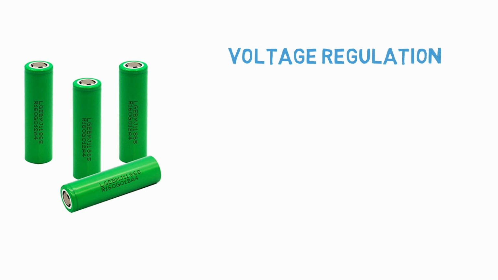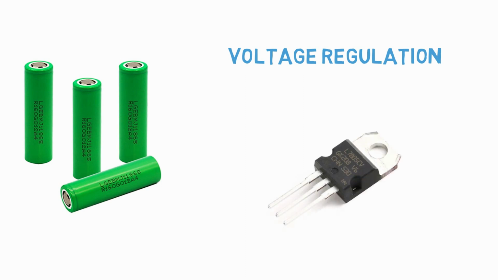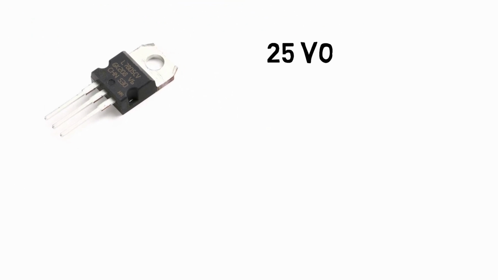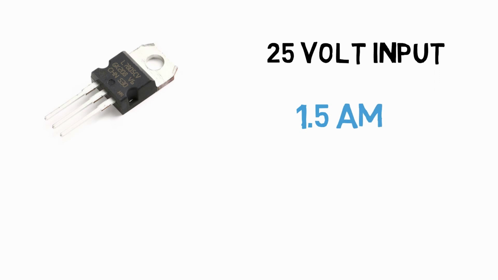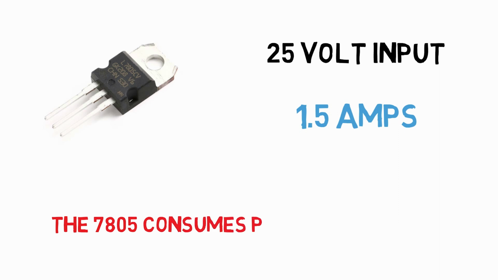Let's look at a ubiquitous 7805 voltage regulator. We'll see that this regulator can handle up to a 25 volt input and can supply up to 1.5 amps of current. However, what you may not realize is that the device itself consumes power to operate, and the quiescent current of this device is between 6 and 8 milliamps.